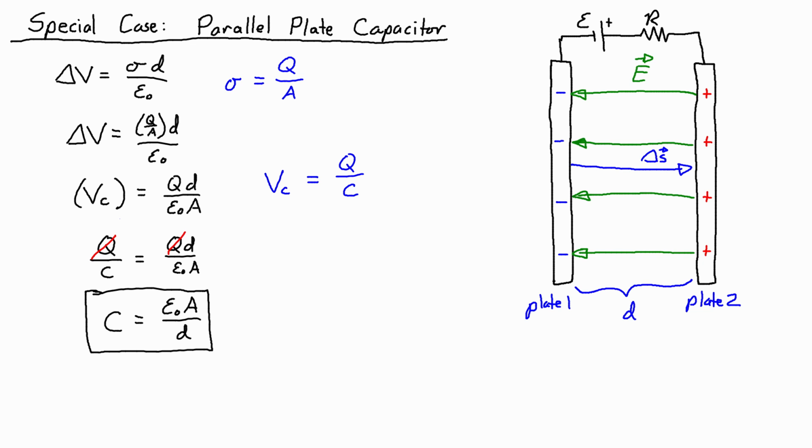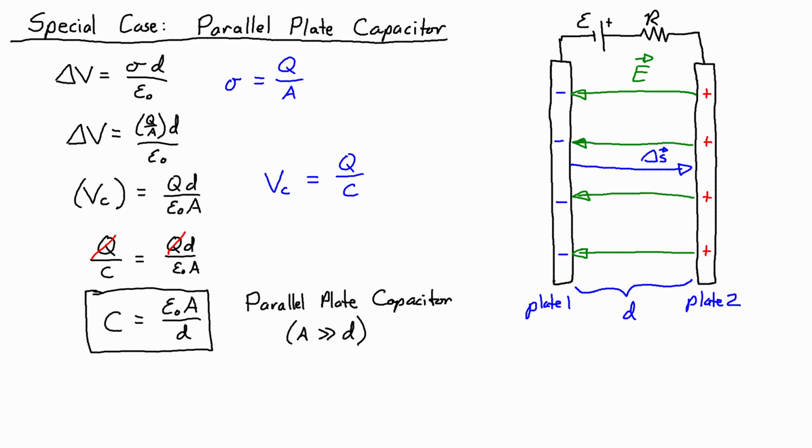This is only true for a parallel plate capacitor when the area is much, much bigger than d. If the area wasn't much, much bigger than d, then we would not have been able to treat the plates as infinite sheets or infinite planes. And that would have complicated this quite a bit.